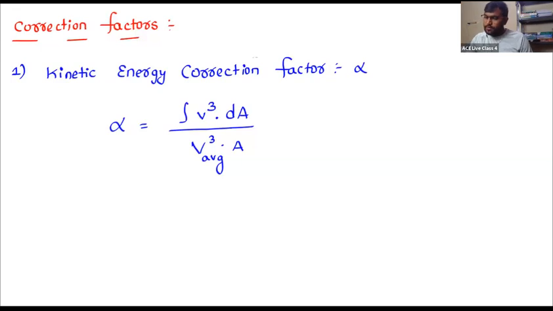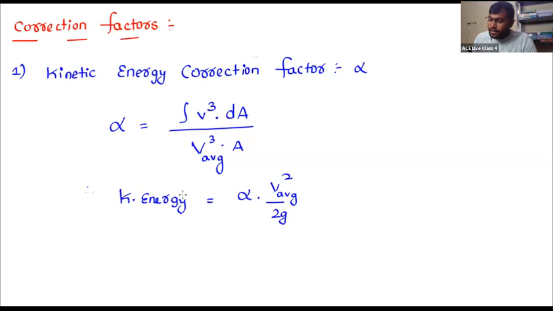Okay, yeah. So the kinetic energy factor, the integral of V cube. See, what is this V? The V is nothing but the variation, small v, and the other is the average velocity. Then kinetic energy is equal to alpha into V average square by 2g. What is kinetic energy per unit weight? V square by 2g, the kinetic head, right?